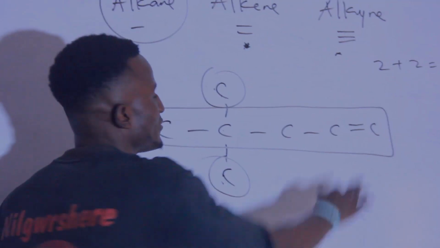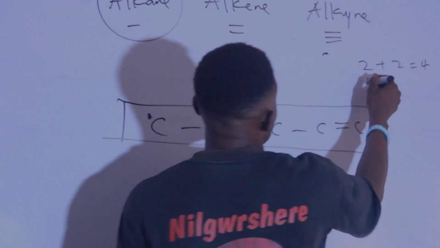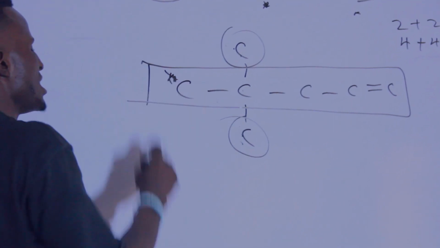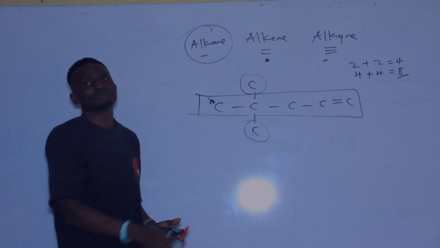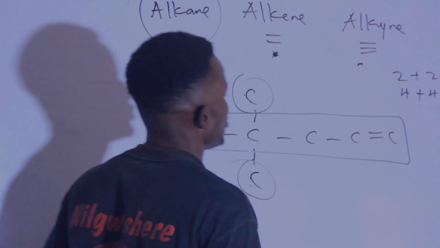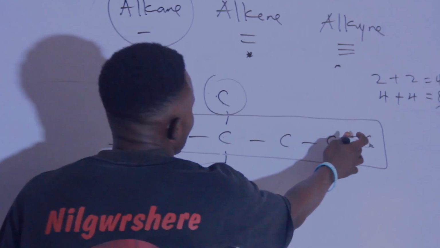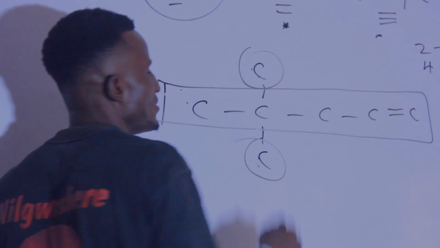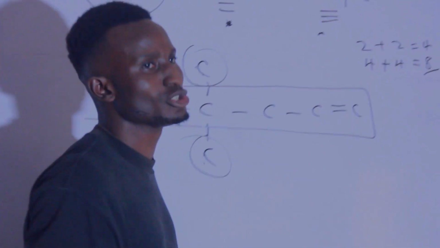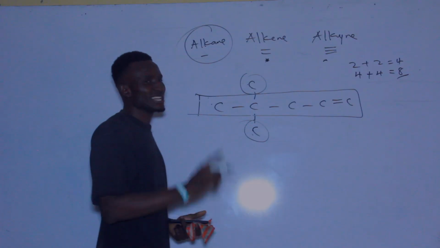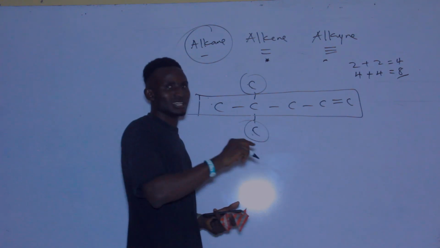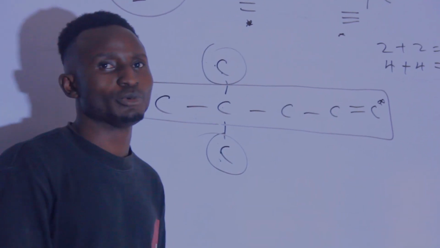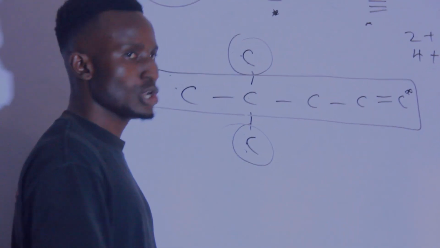But if I start the counting from here, it will be 1, 2, 3, 4, so the two ligands will be at carbon 4. That will be 8, and the lowest one is this side. But I will not start the counting from here because of the presence of the double bond. If I have a double bond or triple bond in the structure, I have to start my counting to favor the functional group. Therefore, the side at which I can name this to favor the double bond is this. So I must position the double bond or the triple bond at the lowest possible number.